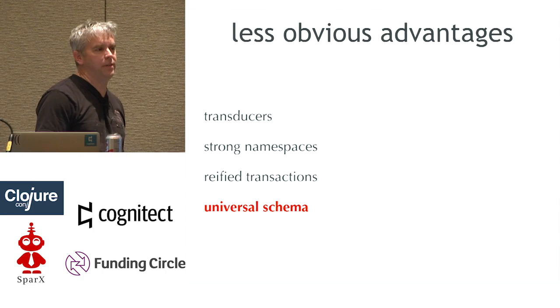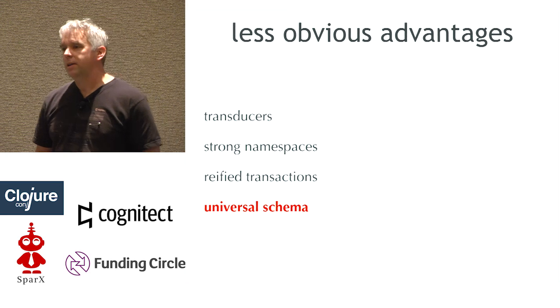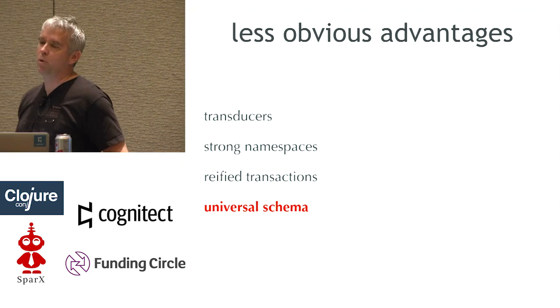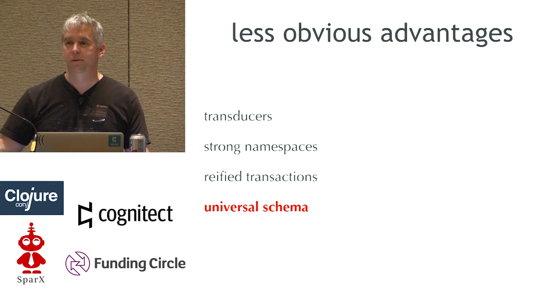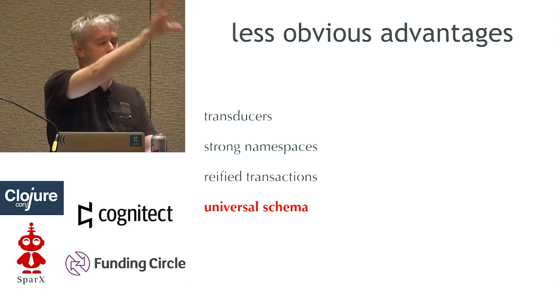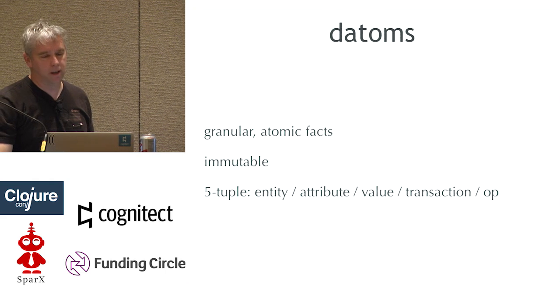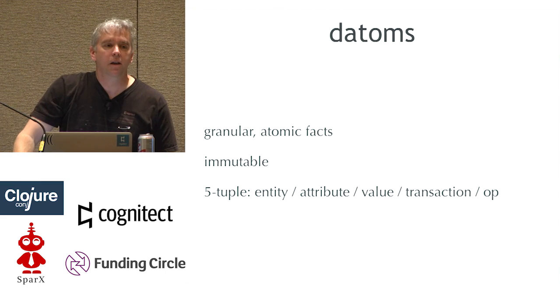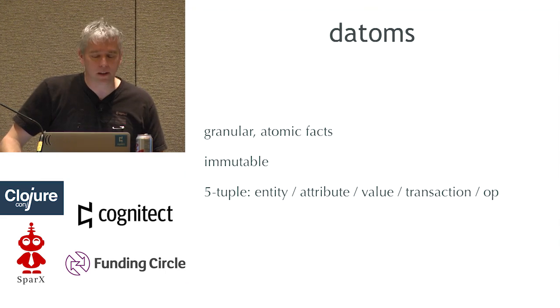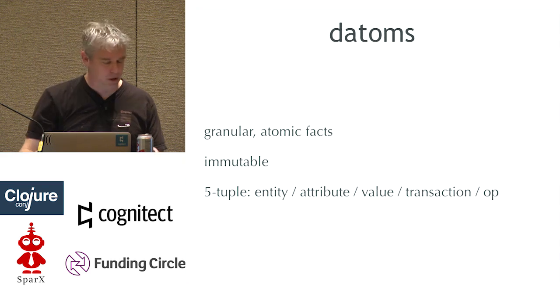Another less obvious advantage is the universal relation, or universal schema, in Datomic. If you have a relational database, every time you want to model anything, you make a new relation. There's a relation for people, for tracks, for albums, for this. Well, everything in Datomic is a single relation. It's about datoms. Everything just distills down to these five tuples: entity, attribute, value, transaction, and operation.